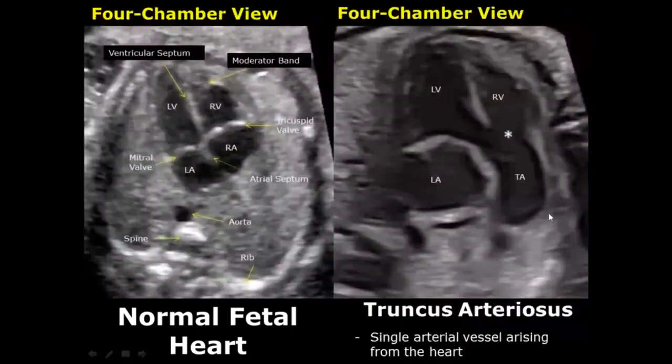In the case of truncus arteriosus, a single vessel will arise from the heart. Here we only see one vessel. We do not see any vessel from here, just one vessel arising from here.